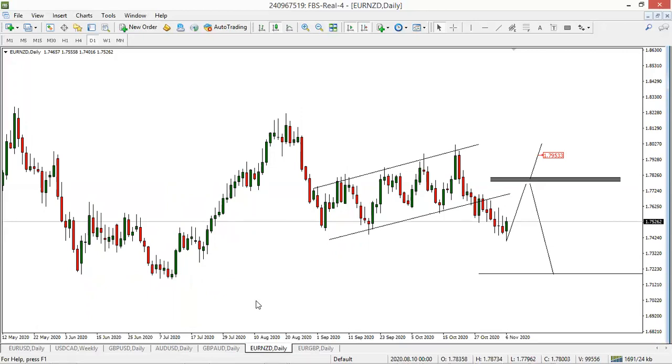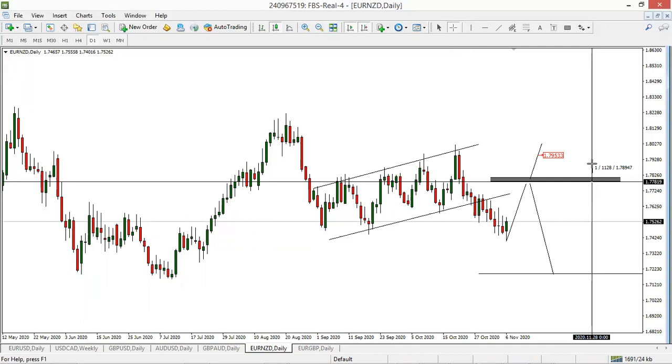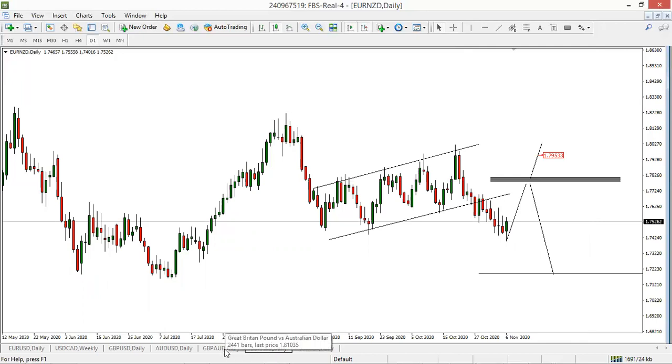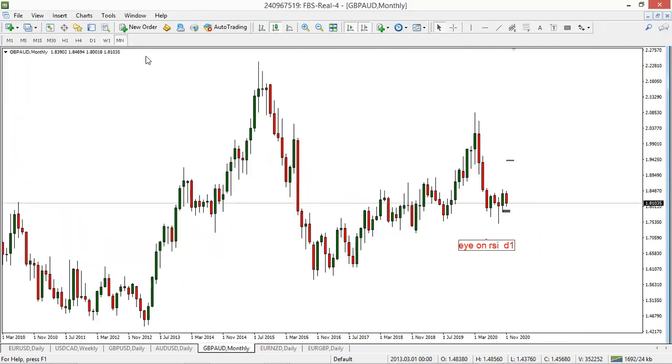I always look for at least, let's say, 110 pips risk for 500 pips profit. That's a good risk to reward ratio. Let's go to Pound AUD. Pound AUD is pretty straightforward.